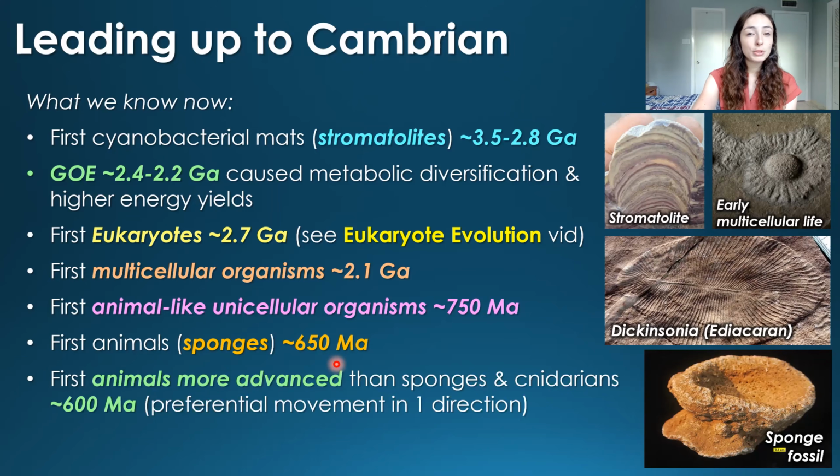And then the first animals that were more advanced than sponges and cnidarians, which are corals and jellies and stuff, and early life was a lot of jelly-like organisms and soft sponges. But the first animals more advanced than that are around 600 million years ago in the rock record, and their body plan showed that they did preferential motion or movement in one direction, which the primitive sponges and cnidarians don't have, so they were more advanced in that way.